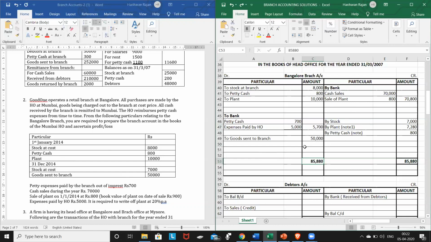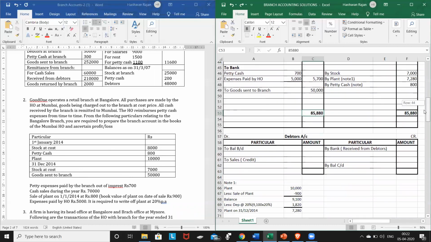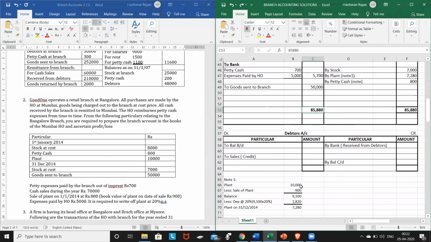Closing stock is 7,000. Then plant. As we said, the plant was being sold. So what is the adjustment related to plant? The opening balance is 10,000. Sale was made at 900, as the book value is 900. We have sold it for 900. Balance is 9,100. We have to depreciate it by 20% because the question says 20%. That is 1,820. So the balance amount is 7,280, which is recorded here.